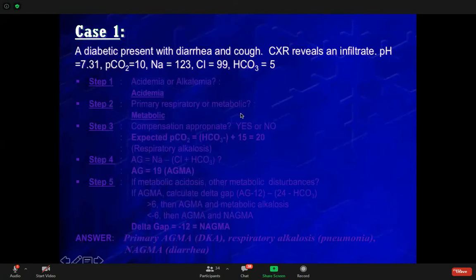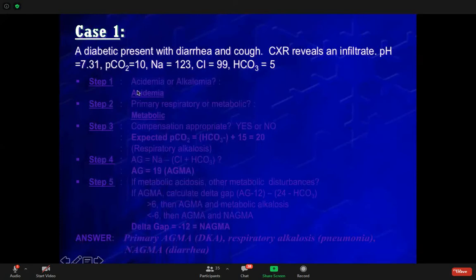So we have a diabetic patient who presented with diarrhea and cough. His chest X-ray reveals an infiltrate, so we suspect he has pneumonia. So his pH is 7.3, his PCO2 is 10, and his bicarb is 5. So وش أول step كانت? What's our first question gonna be?